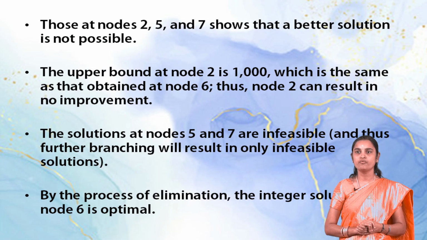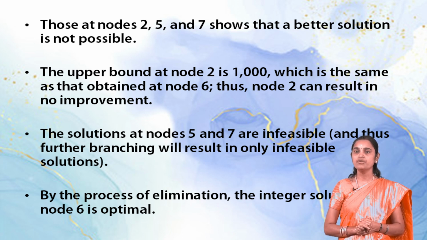Nodes 2, 5 and 7 show that a better solution is not possible, since we get an infeasible solution. The upper bound at node 2 is 1000, which is the same as that obtained at node 6. Thus node 2 can result in no improvement, because in node 2 we got z equal to 1000, and in node 6 also we got z equal to 1000. The solutions at nodes 5 and 7 are infeasible and thus further branching will result in only infeasible solutions, so further branching is not required in nodes 5 and 7.